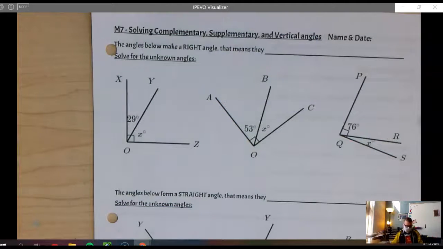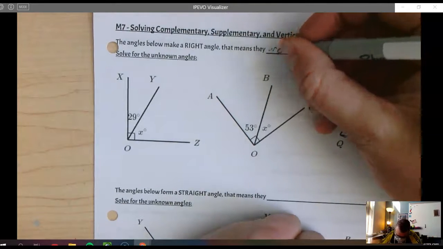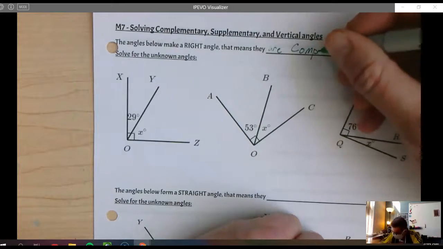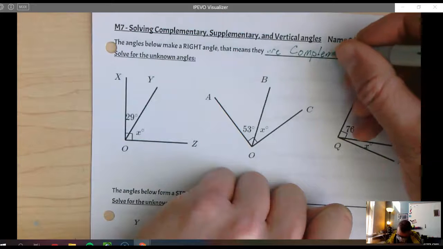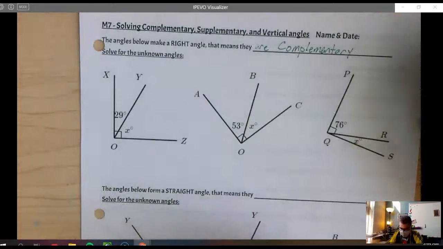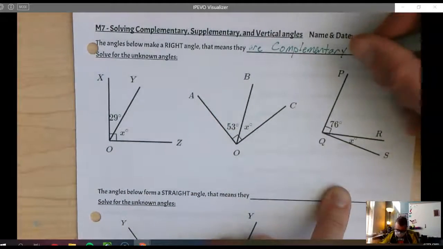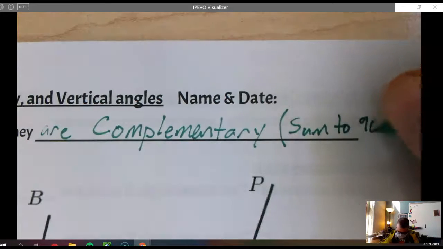In this first section, I tell you, the angles below make a right angle. That means they are what kind of angle? Yeah, are complementary. So I should have put the word are here, but they are how do we spell complementary again? P-L-E. They are complementary, which means they sum to 90.